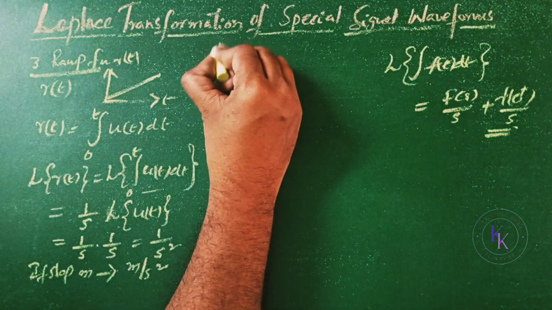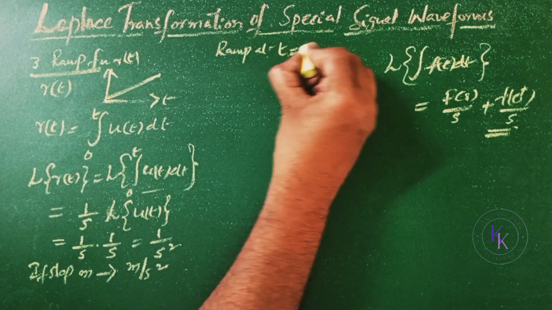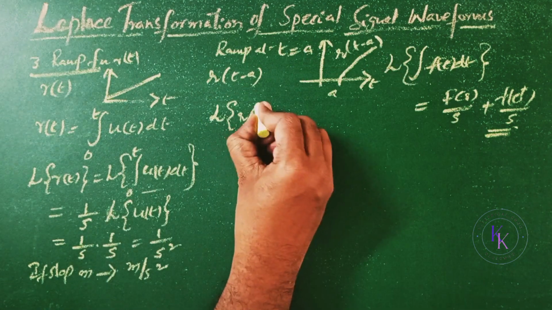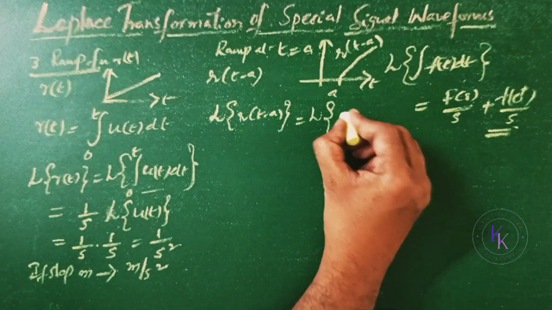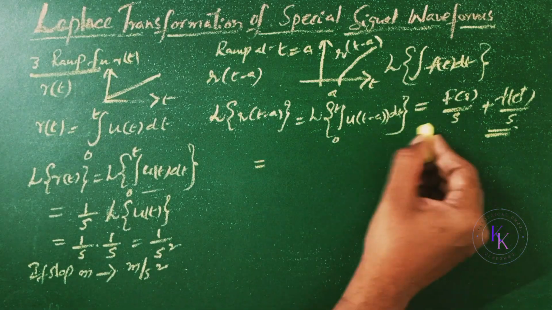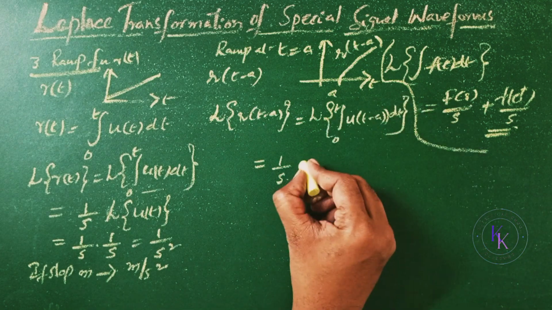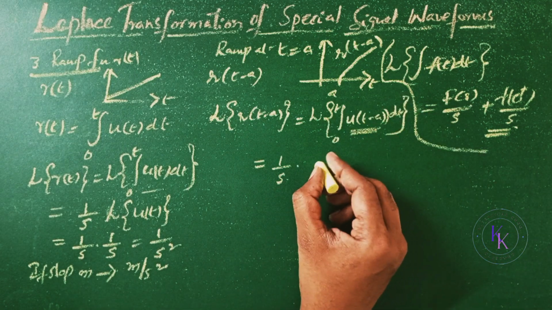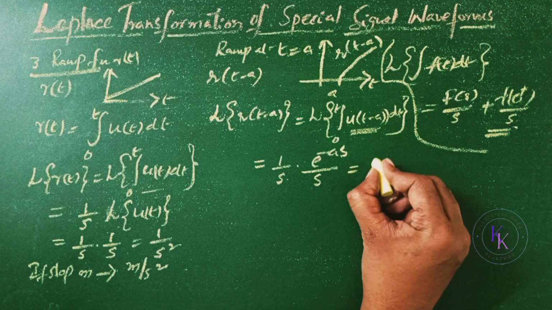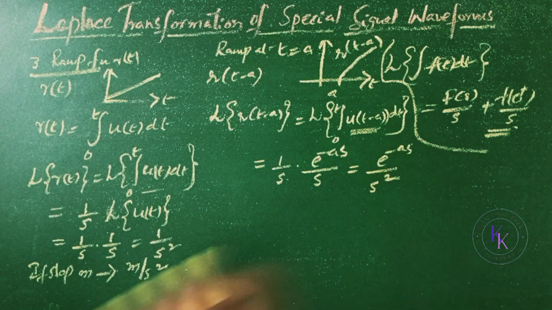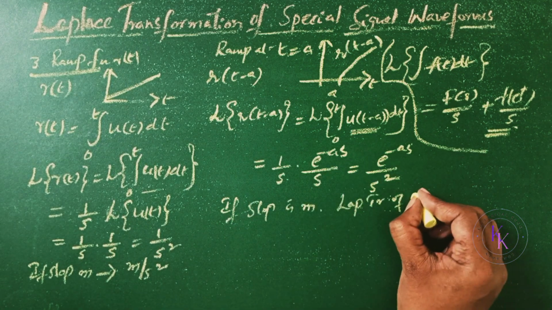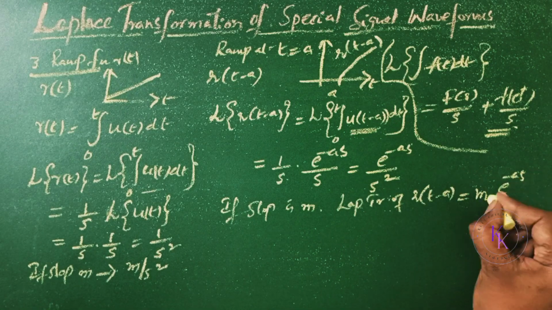If slope is m, then the Laplace transform is going to give us m by s square. When the ramp is going to occur at t equals a, then r of t minus a, graphically represented like this, Laplace transform of r of t minus a equals Laplace transform of the integral from 0 to t of u of t minus a dt, that equals 1 by s for integration. And for this function u of t minus a, we are going to get e power minus a s divided by s. Now the result will be e power minus as divided by s square. If slope is m, then Laplace transform of this function is m multiplied by e power minus as by s square.